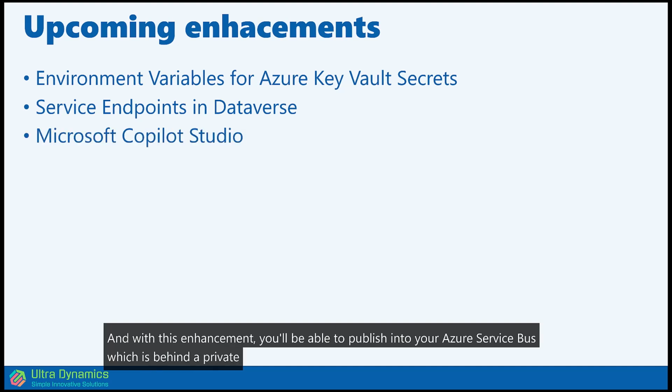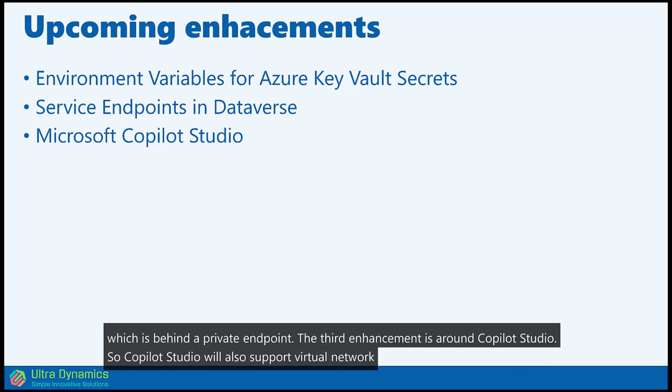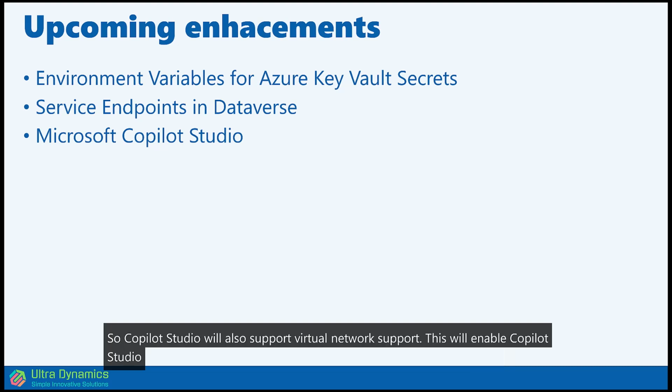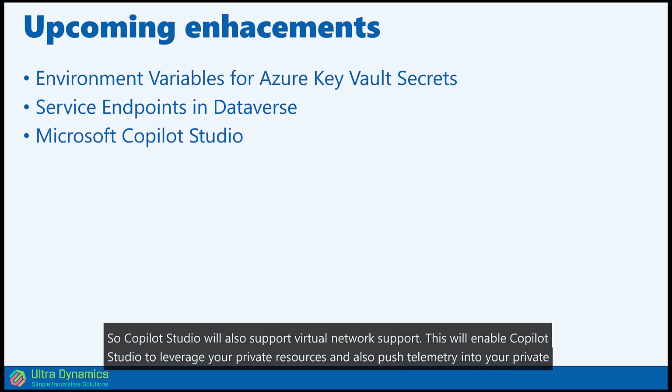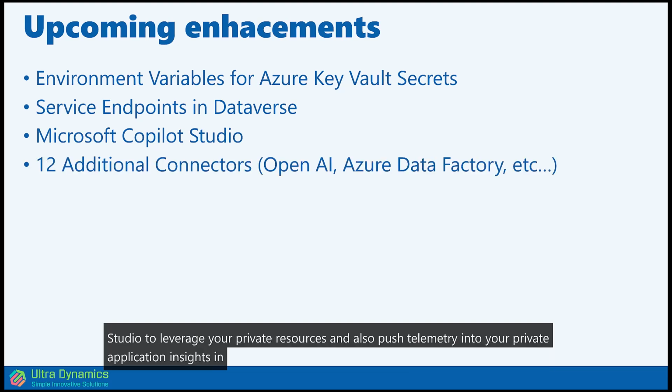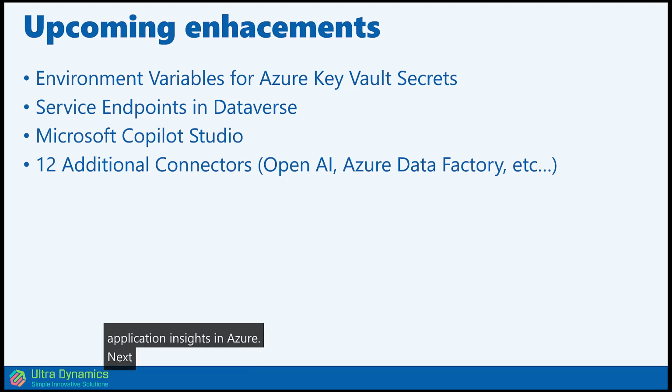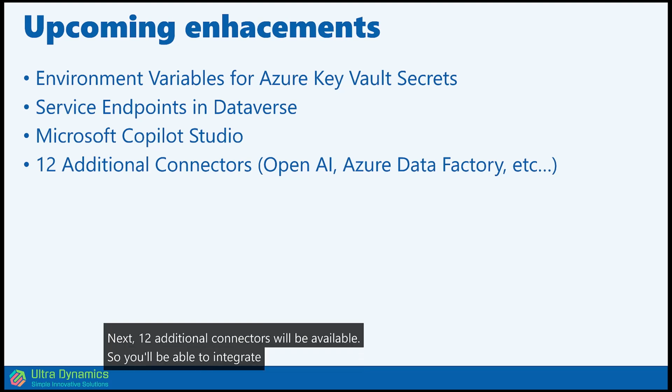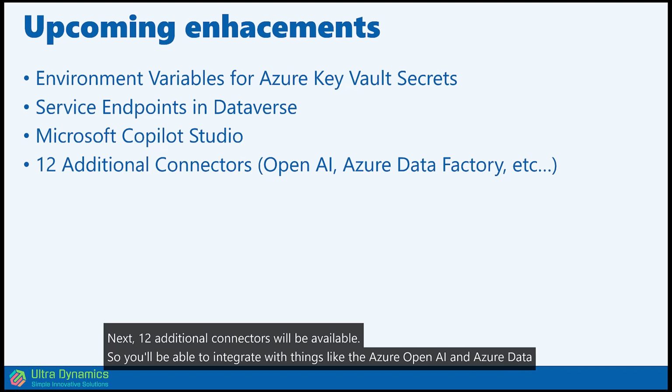The third enhancement is around Copilot Studio. So Copilot Studio will also support virtual network support. This will enable Copilot Studio to leverage your private resources and also push telemetry into your private Application Insights in Azure. Next, 12 additional connectors will be available. So you'll be able to integrate with things like the Azure OpenAI and Azure Data Factory and lots of other connectors with these enhancements.